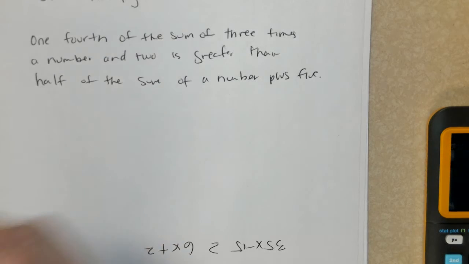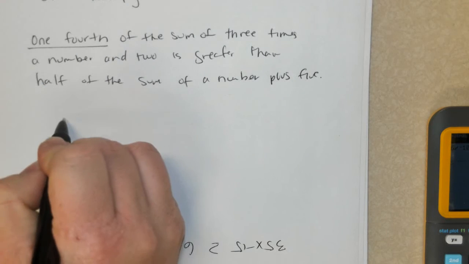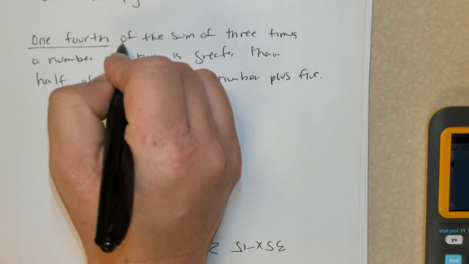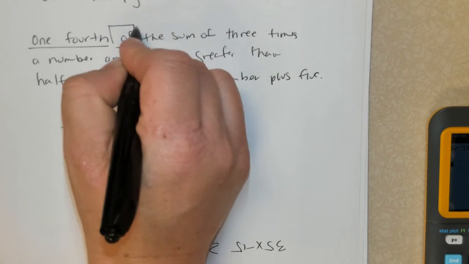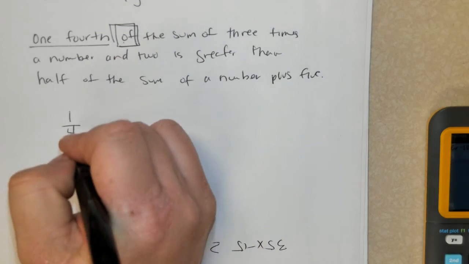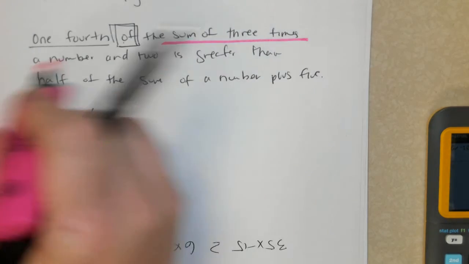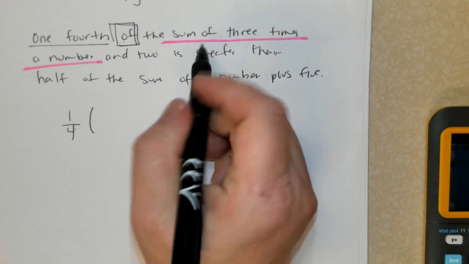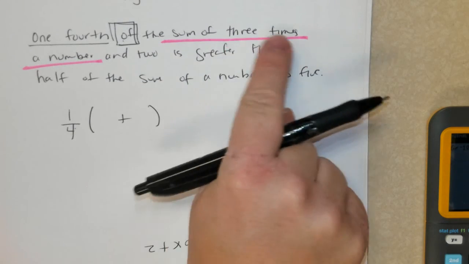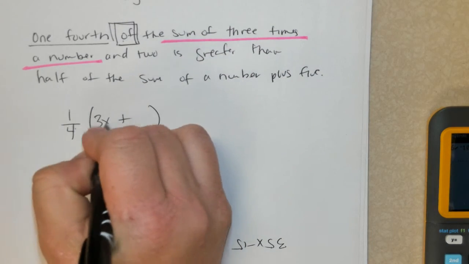Okay, so what do we do here? How do I write 1/4? Well, 1/4 is 1/4. Of means to multiply. If you've forgotten that or you never learned that, of means to multiply. What am I multiplying by? I'm multiplying by this amount that I'm underlining, the sum of 3 times a number. Sum means to add. What am I adding? 3 times a number.